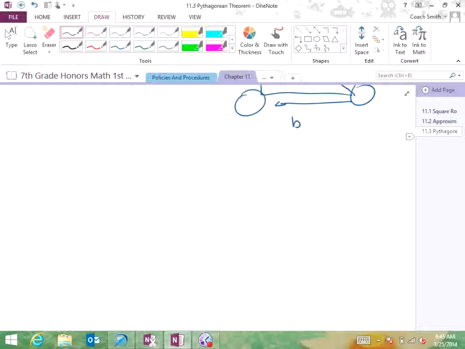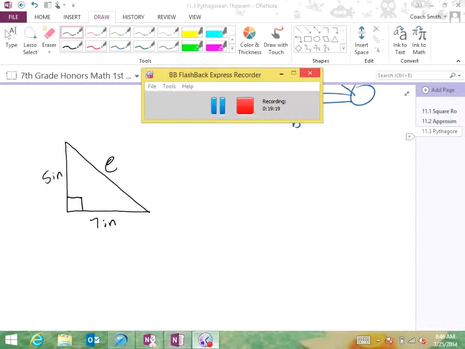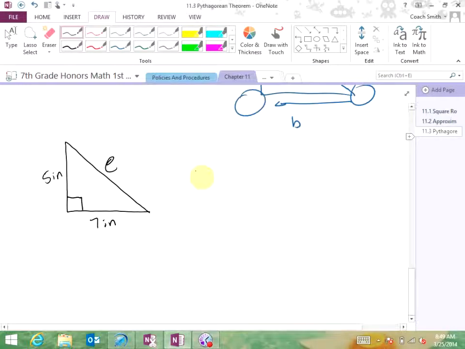So let's look at this one. I want you to do this one on your own. You have a triangle, and the triangle is 5 inches and 7 inches, and we want to know C. So figure out what C is. All right. Who's got something? Laney? 8.6. That is correct.